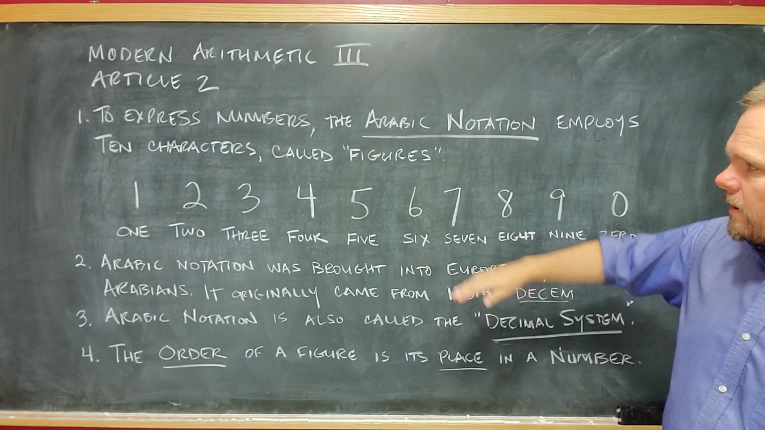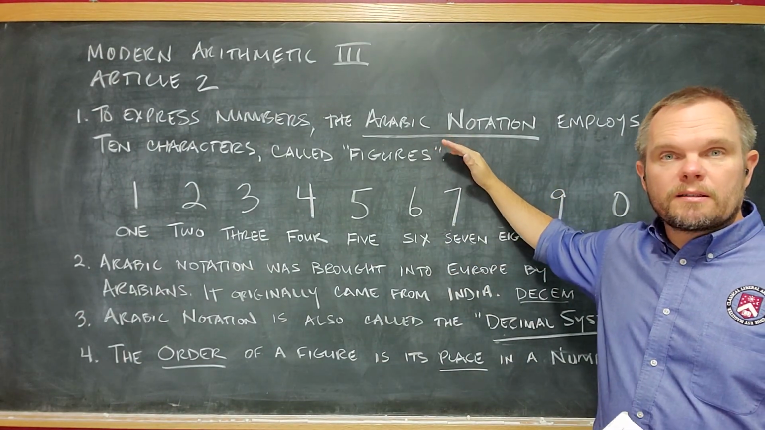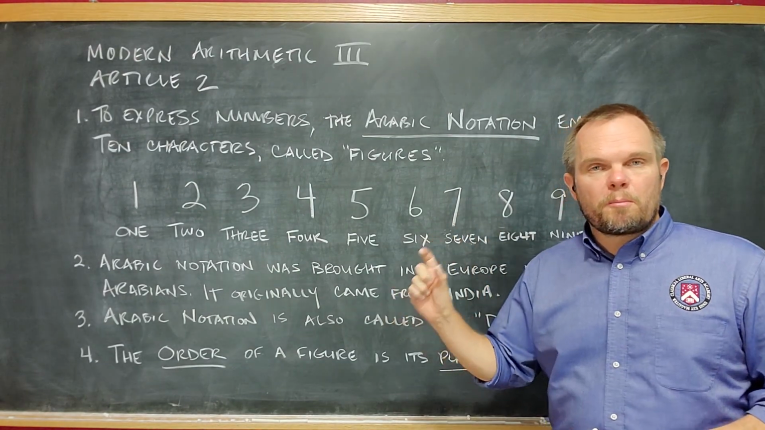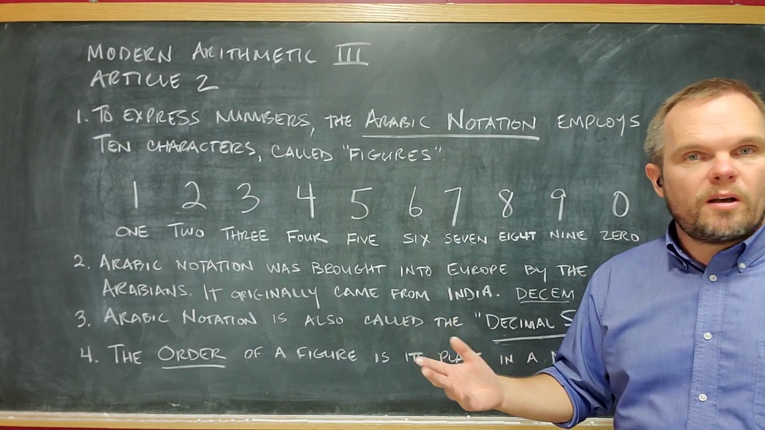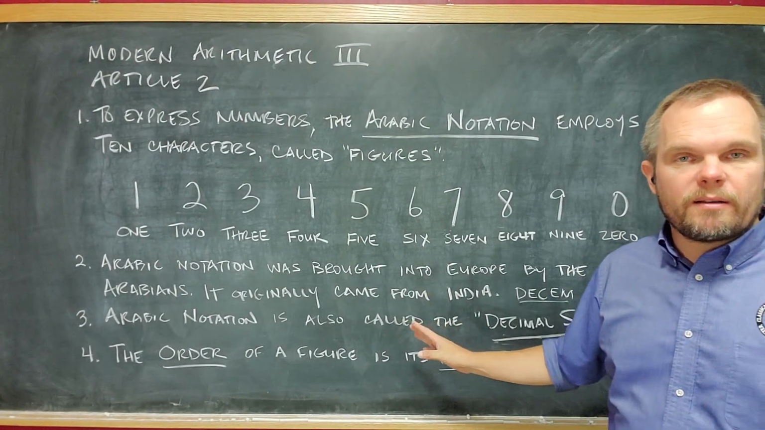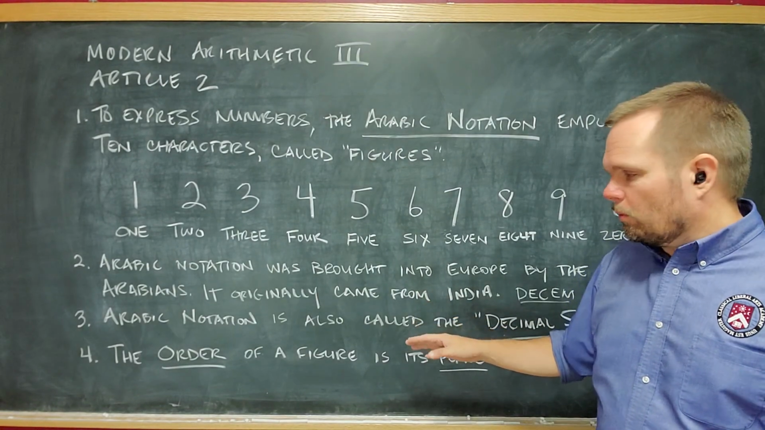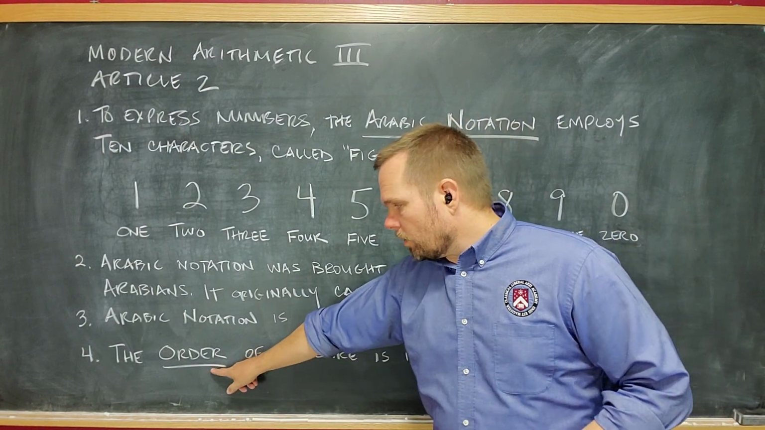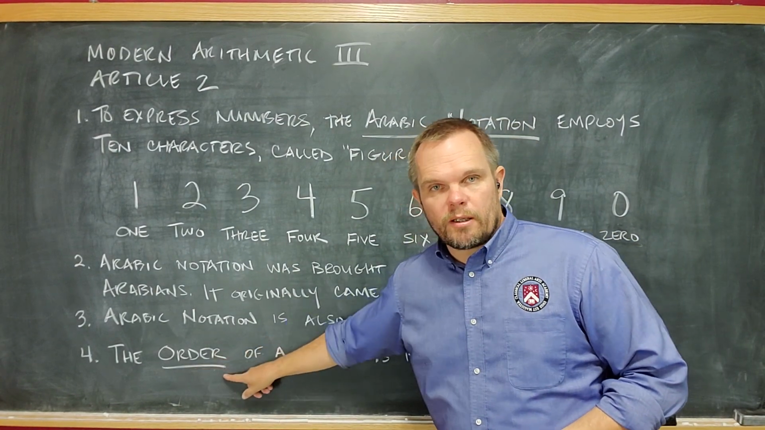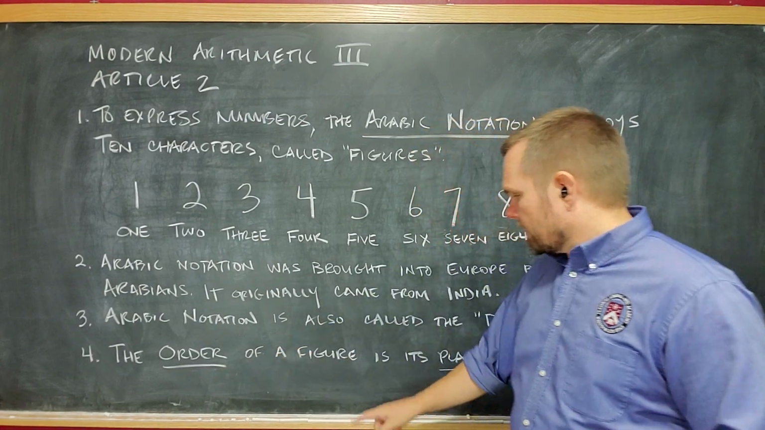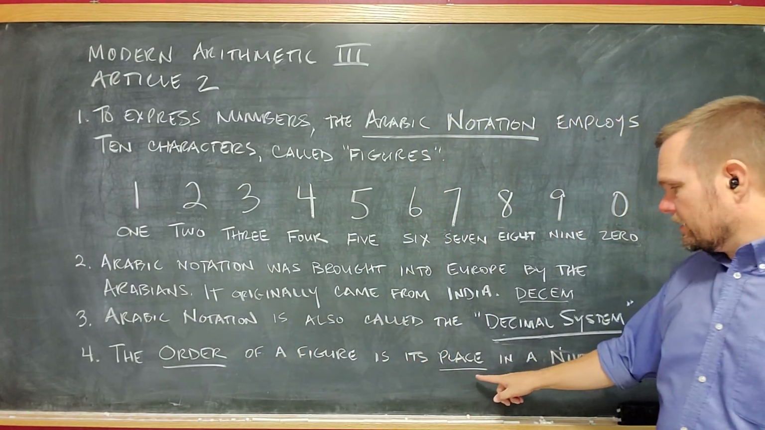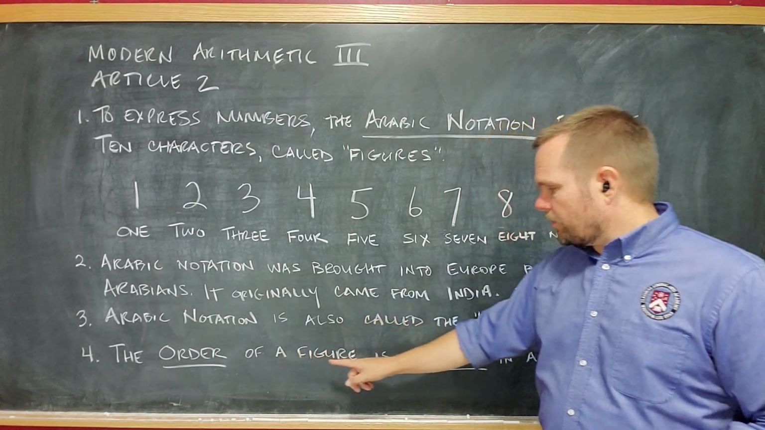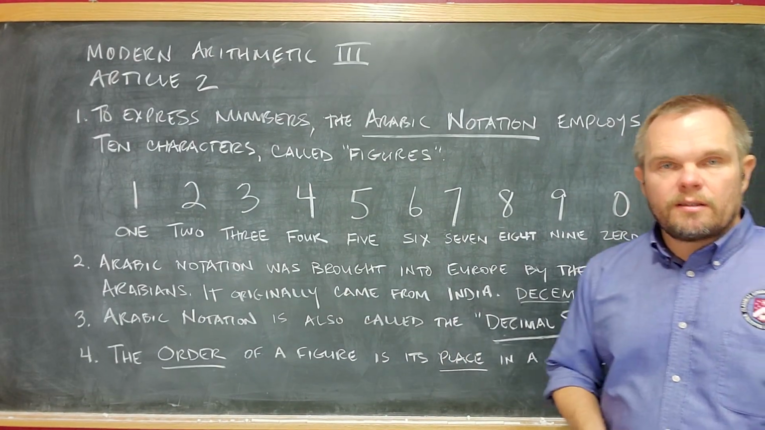And the answer is the Arabic notation, the Arabic system or the decimal system uses numbers in different places to express all different numbers. We're going to learn about that in coming lessons. But what you need to understand is stated here in the fourth rule. The order, notice I've underlined order. The order of a figure is its place in a number.